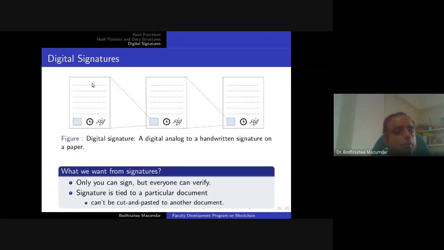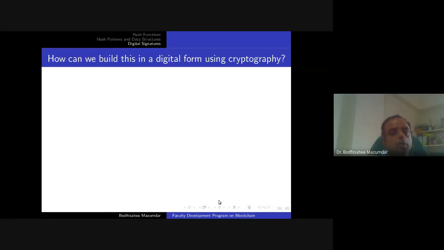That means if you change the document, your corresponding digital signature should also change. Otherwise, if this property is not there, your signature can be copied from one document and pasted into another document. So a signature is tied to a particular document. When you change your message, your signature also changes, so that it cannot be cut and pasted into another document. So how can we build this in a digital form using cryptography?